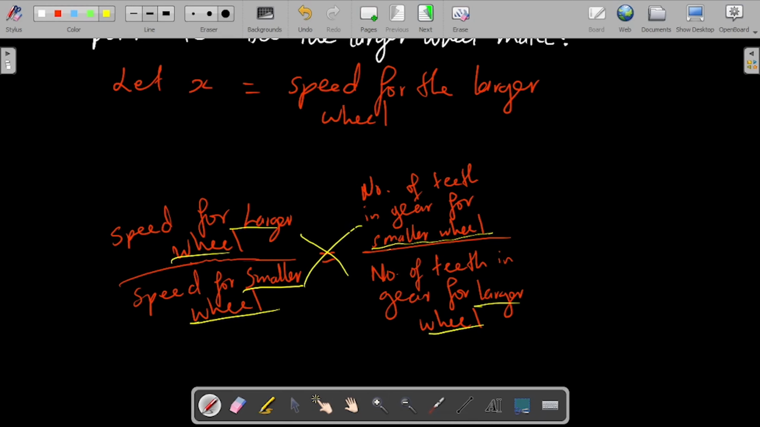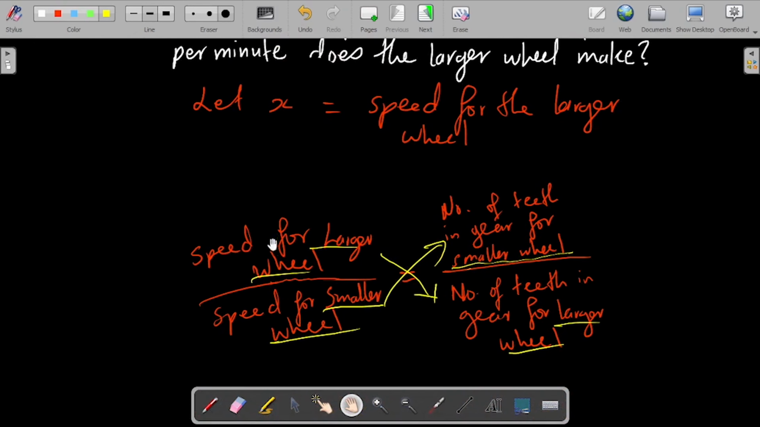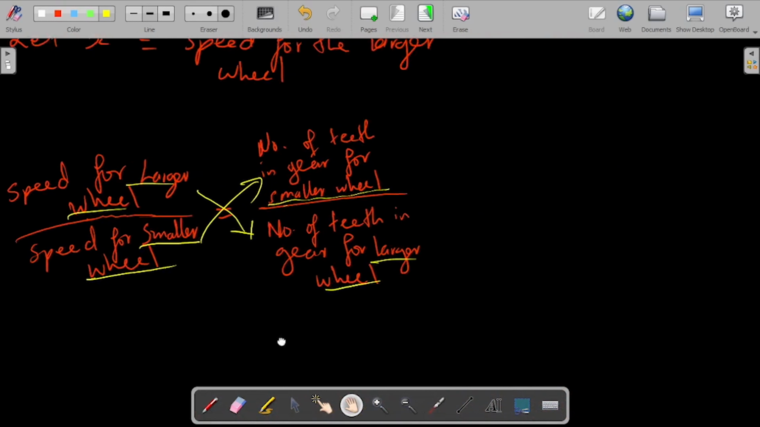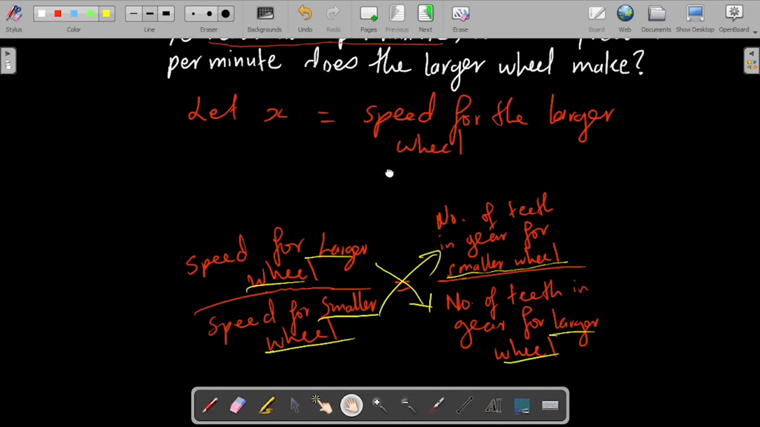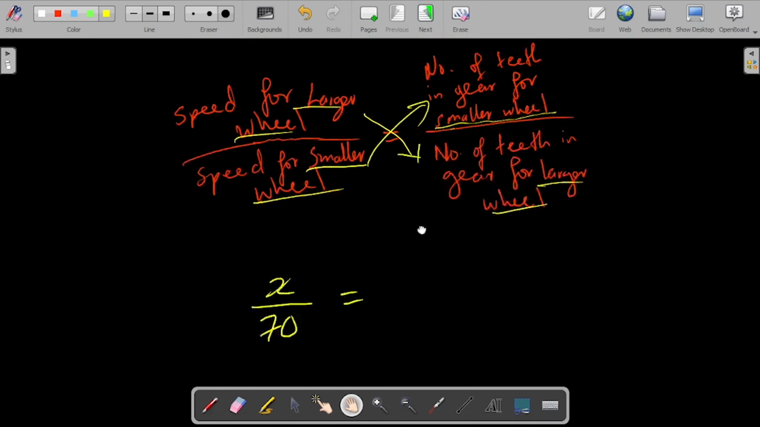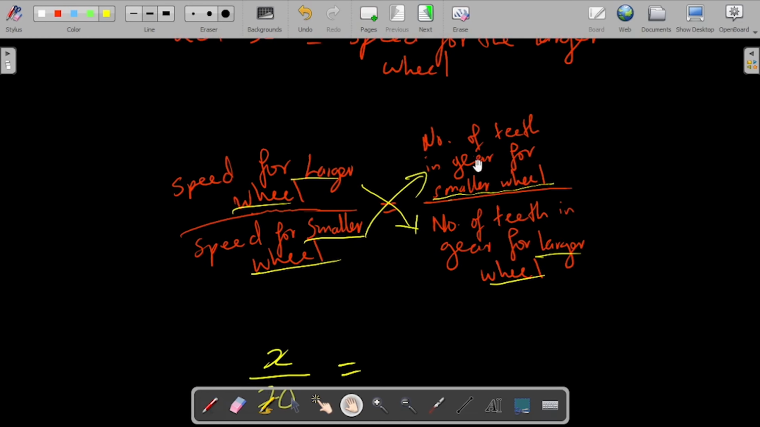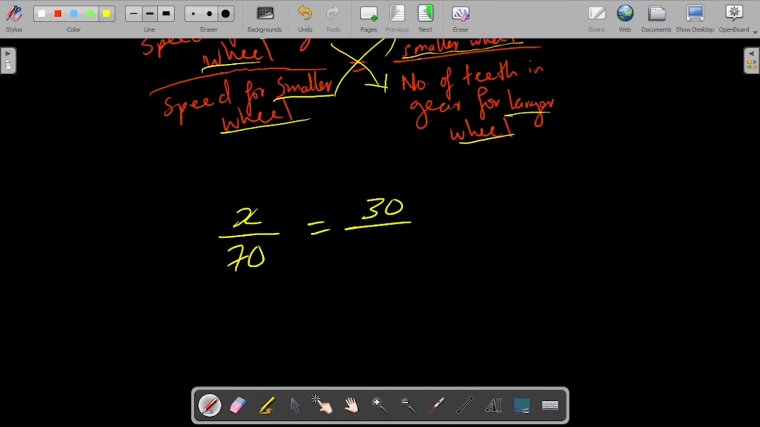So, inverse relationship. Let's go ahead and use that formula to solve the question. We know that the speed for the larger wheel is x. So we say x over the speed for the smaller wheel. The smaller wheel makes 70 revolutions per minute, so x over 70 equals the number of teeth in the gear for the smaller wheel, which is 30, over the larger wheel, which has 35. So that's 30 over 35.